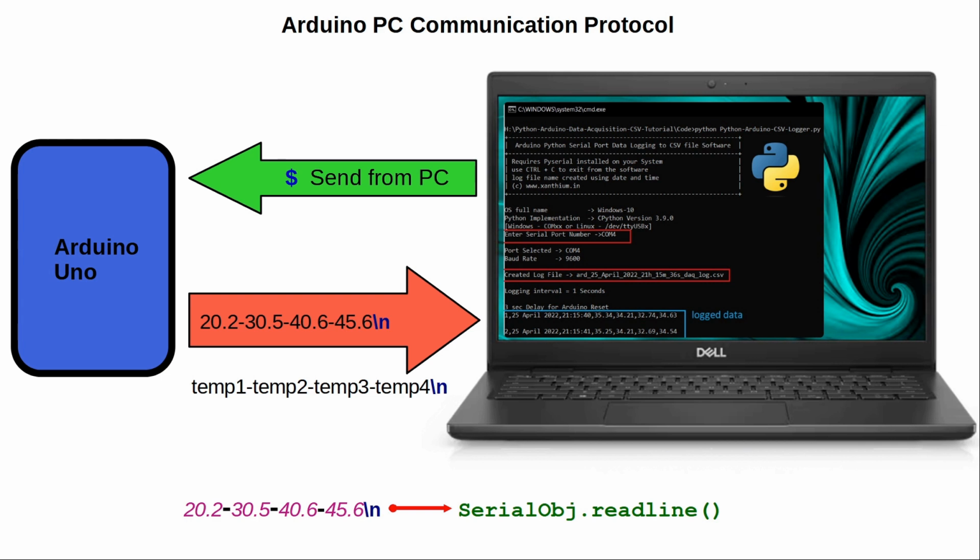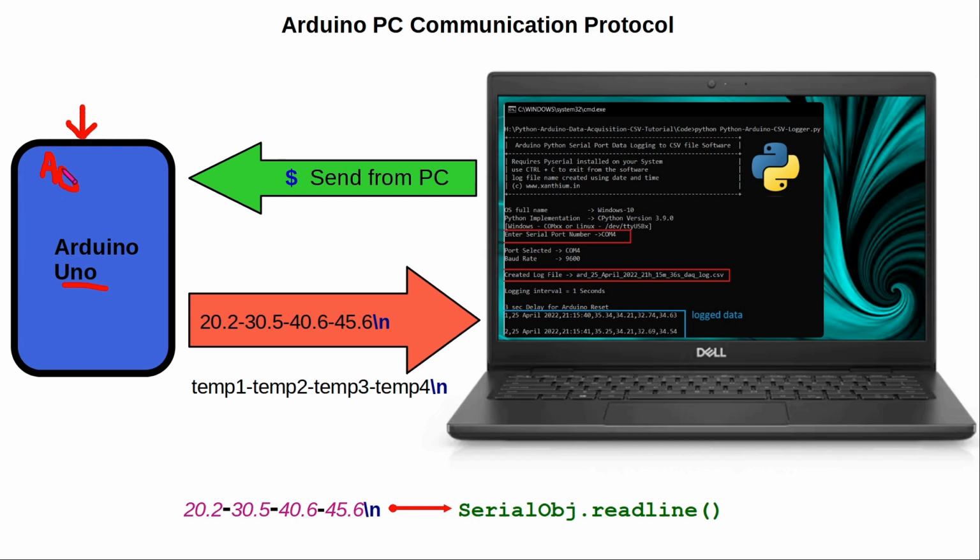Now here we will explain the basic protocol for communication between the Arduino and PC using the serial port. Now we have the Arduino UNO here. I have omitted the analog circuits. It will be somewhere here like this. The temperature will come from here and will be connected to the A0 to A3 pins of the Arduino.